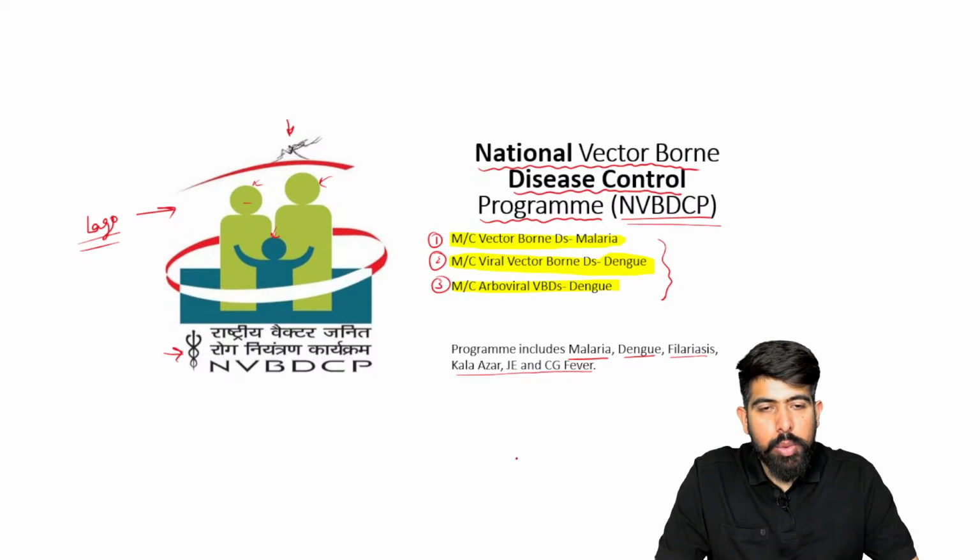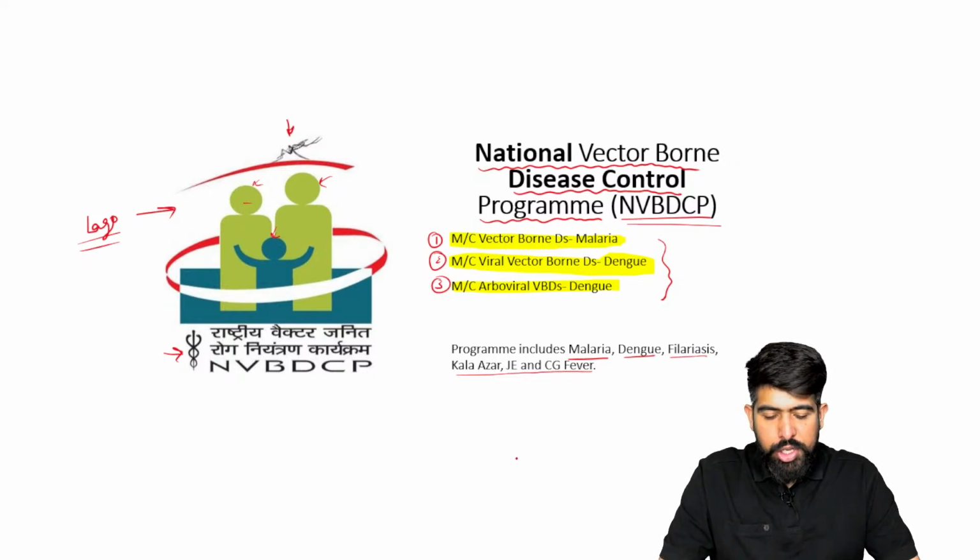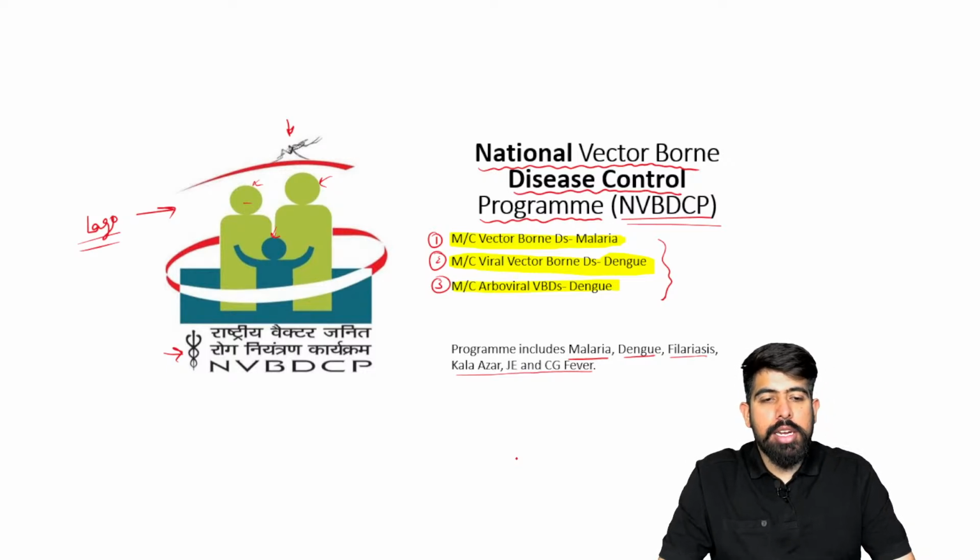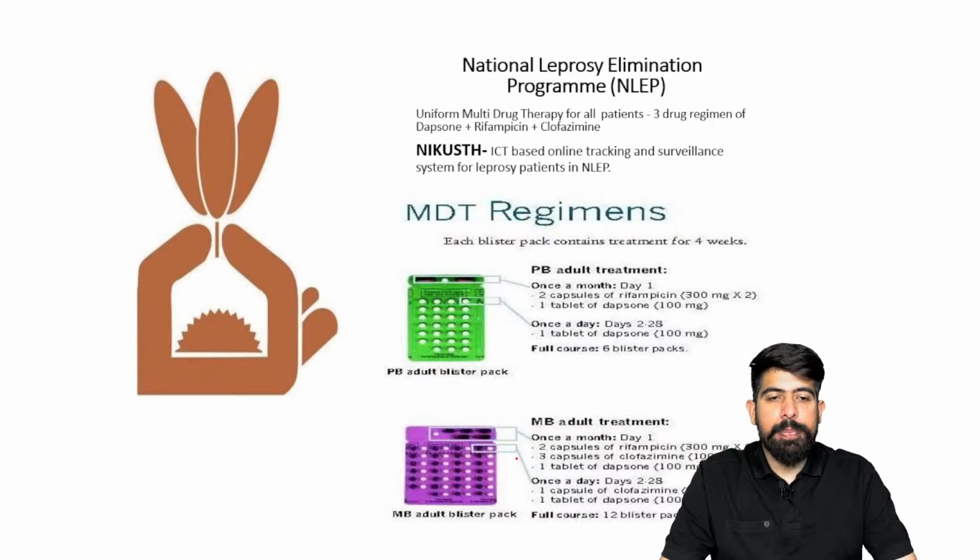And remember this important MCQ, right? The most common vector-borne disease is your malaria, and the most common viral vector-borne or arboviral disease is dengue. Both are your dengue only, right? Moving forward to the next one.